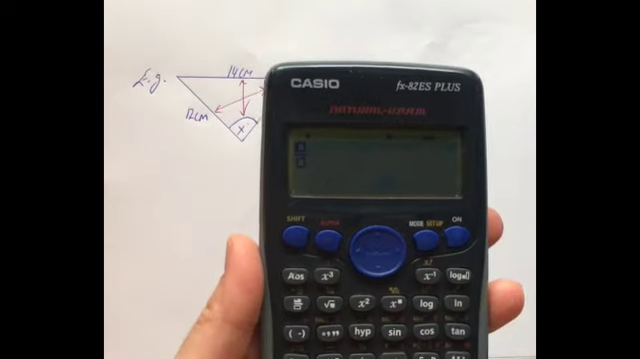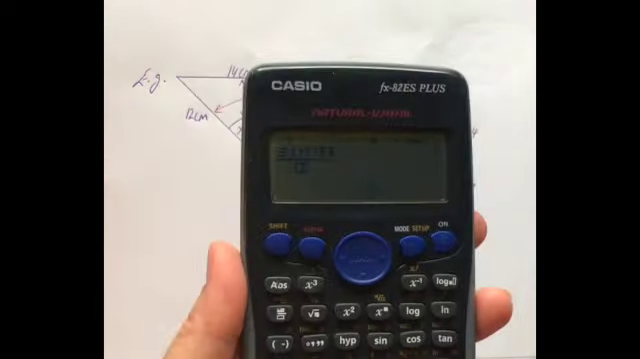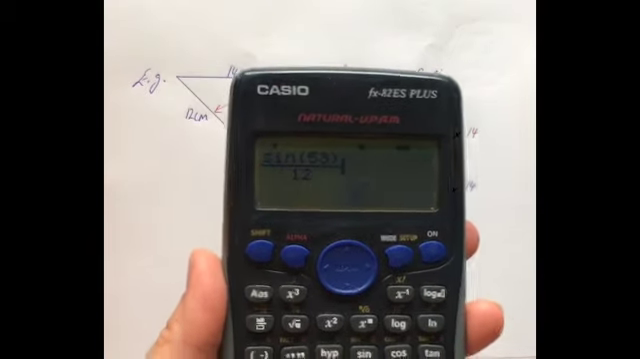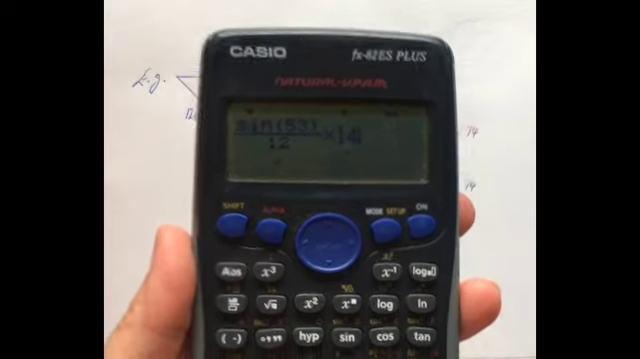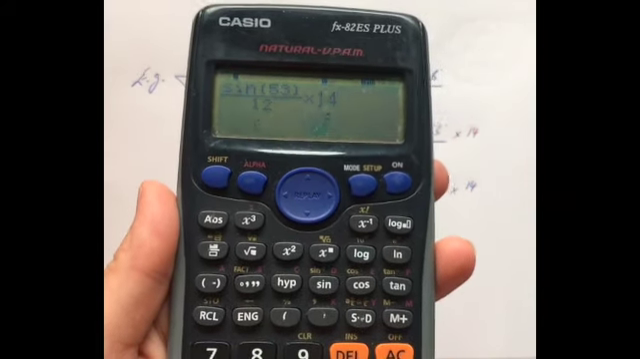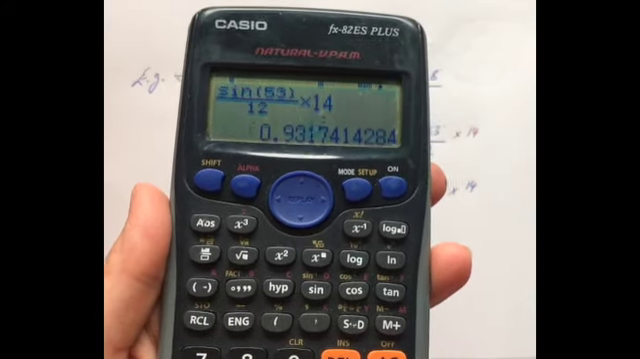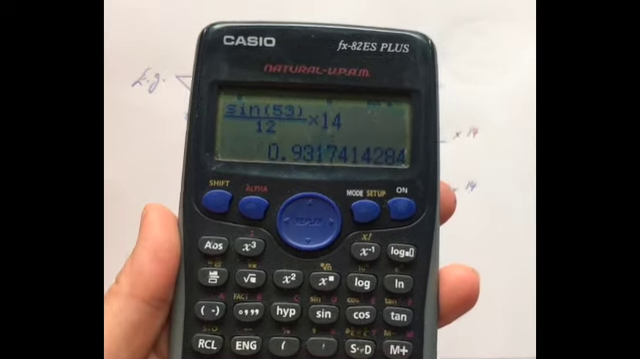So get your fraction button up, sine 53, close the bracket, over 12 times 14, equals 0.9317.